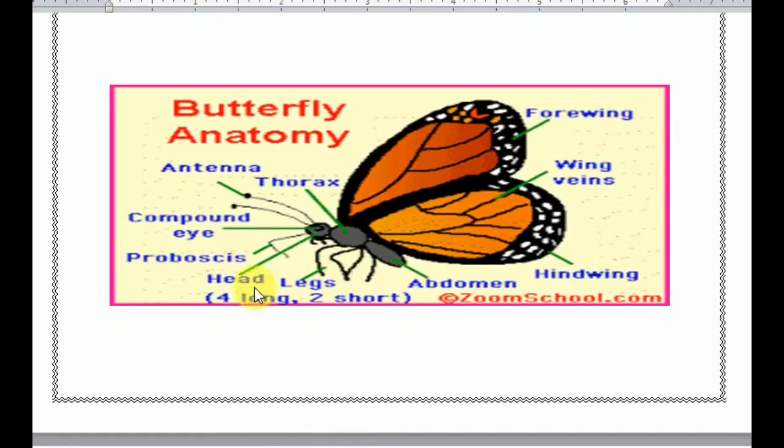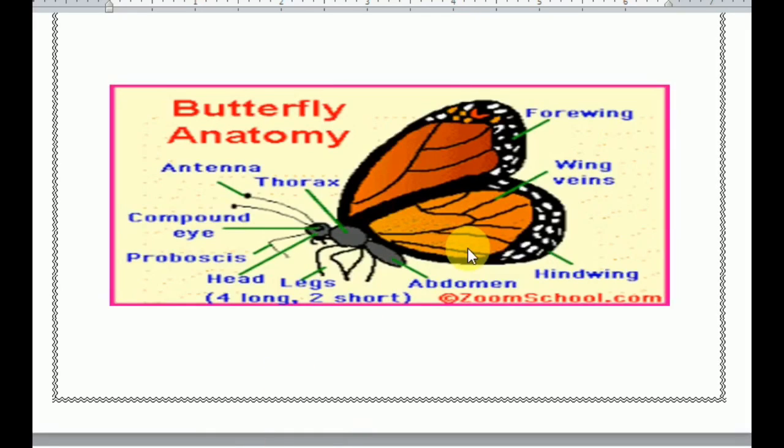And 6 legs, 4 long and 2 short for the butterfly. Here they are showing it. So these 6 legs are there, they can walk, and they have wings. With those wings they can fly also. These are the 7 common body parts that insects have and their functions.